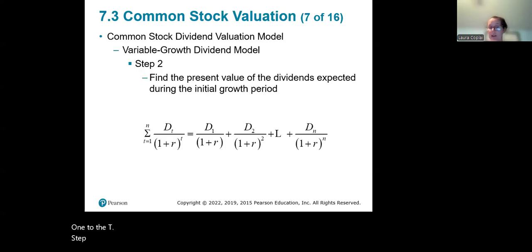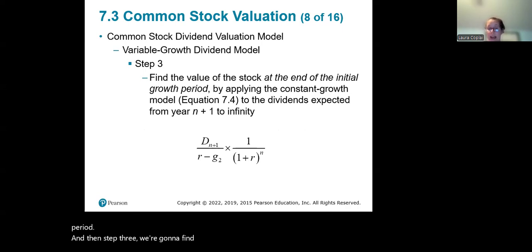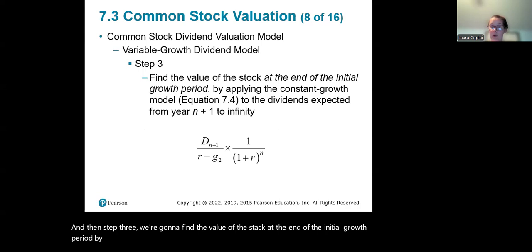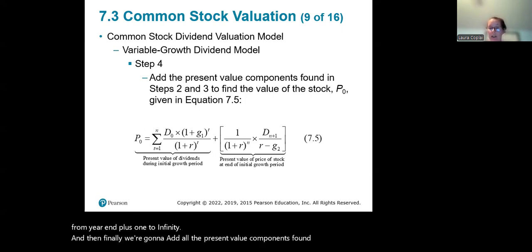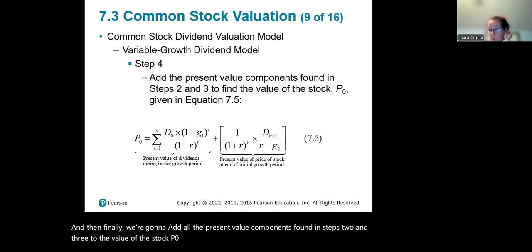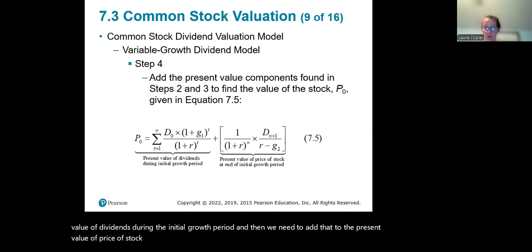Step 2, we're going to find the present value of the dividends expected during that initial growth period. And then step 3, we're going to find the value of the stock at the end of the initial growth period by applying the constant growth model from equation 7.4 to the dividends expected from year N plus 1 to infinity. And then finally, we're going to add all the present value components found in steps 2 and 3 to get the value of the stock, P0, given in equation 7.5 here. So here we have the present value of dividends during the initial growth period, and then we need to add that to the present value of the price of the stock at the end of that initial growth period.